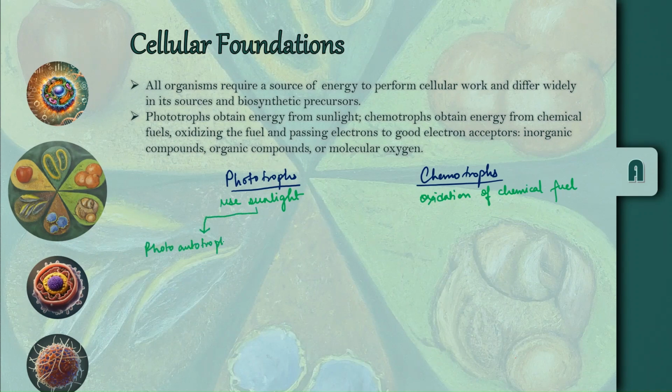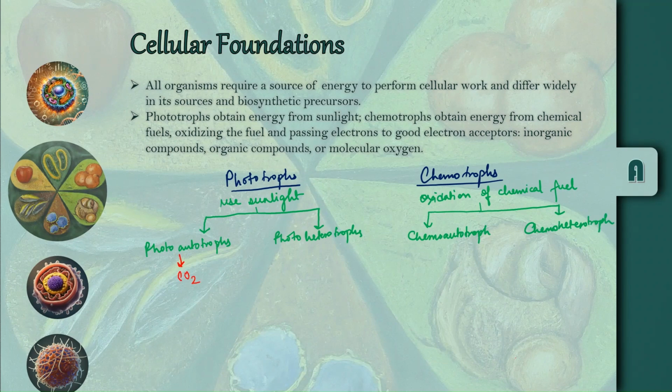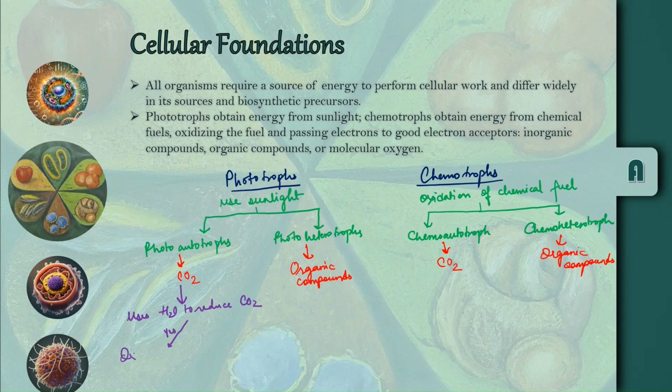Phototrophs and chemotrophs may be further divided into two categories: autotrophs and heterotrophs. Autotrophs synthesize their biomolecules directly from carbon dioxide, while heterotrophs require organic compounds made by other organisms. Phototrophs use water to reduce carbon dioxide. It performs oxygenic photosynthesis. If it does not, it performs anoxygenic photosynthesis.